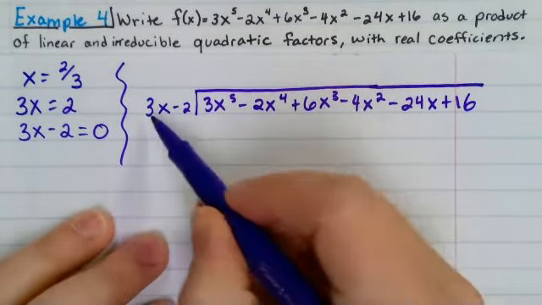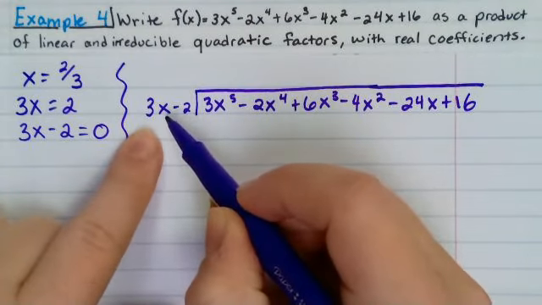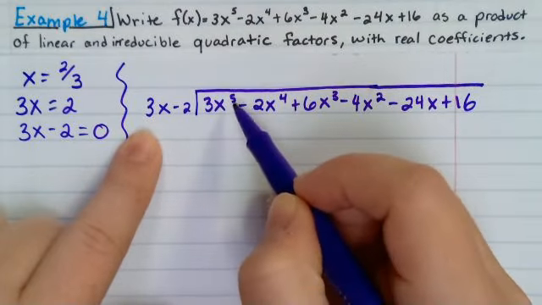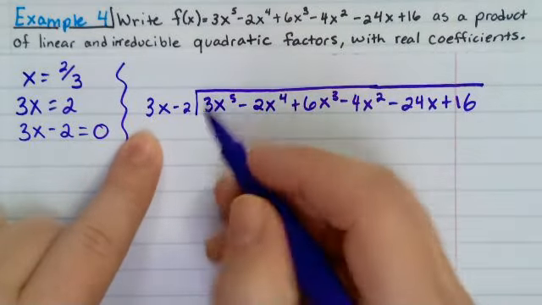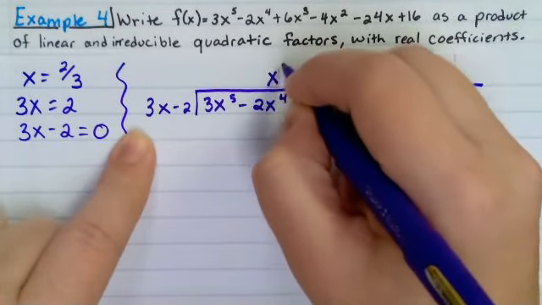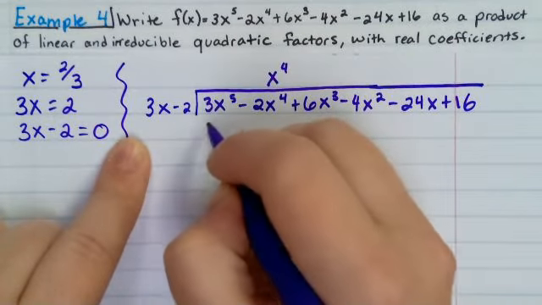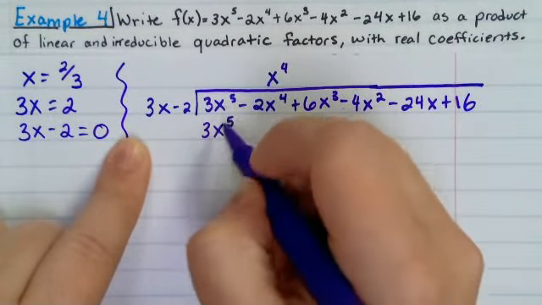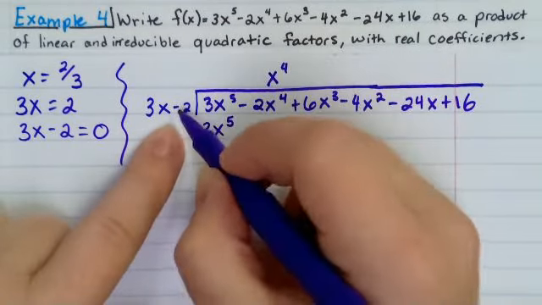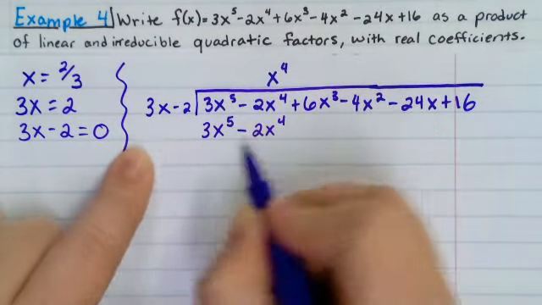We're going to look at these leading terms and ask yourself, 3x times what is 3x to the 5th? Or say 3x goes into 3x to the 5th how many times? Either way, you get the same thing. That would be x to the 4th, and I'm going to place that up here. X to the 4th times 3x gives me 3x to the 5th. Because those match, I know I'm doing it the right way. X to the 4th times a negative 2 is a negative 2x to the 4th.